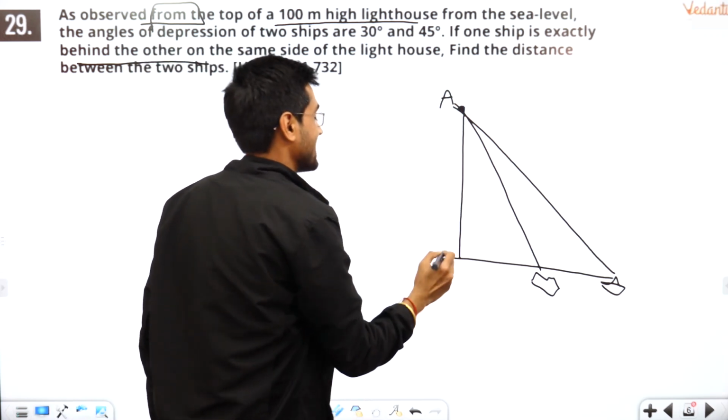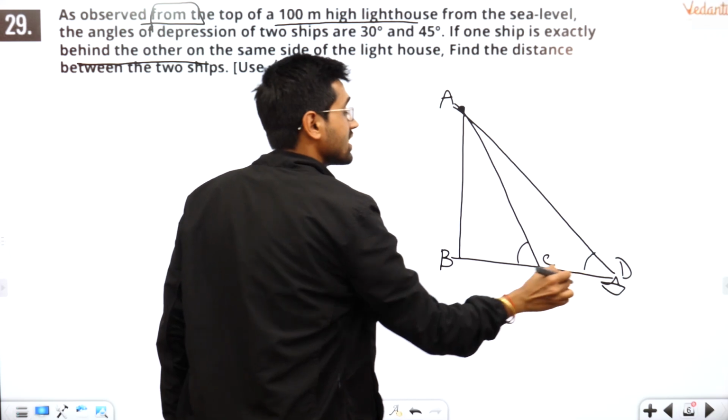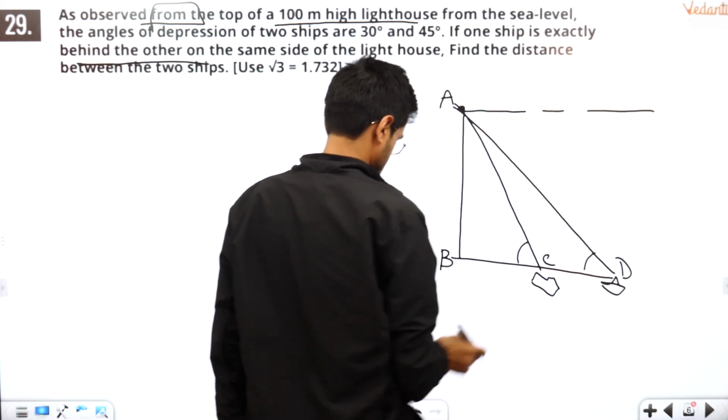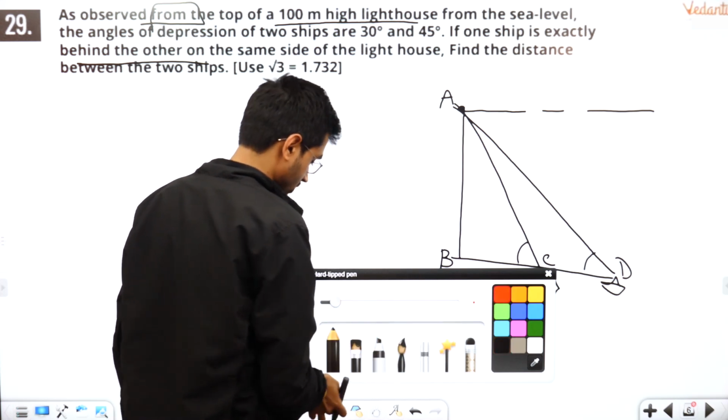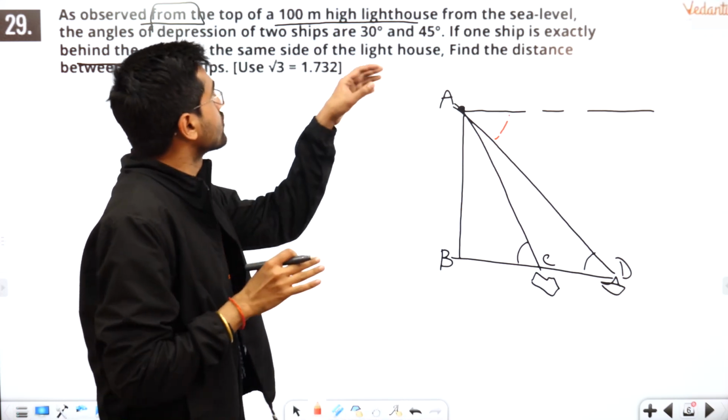So the height is A, B, C, D. Now what is the angle they are mentioning? The angle of depression they are mentioning. So take this. I'm changing the color to help you so that you do not get confused. See, just apply your brain. Do not confuse with that.